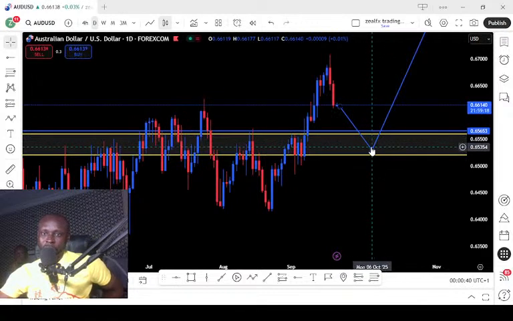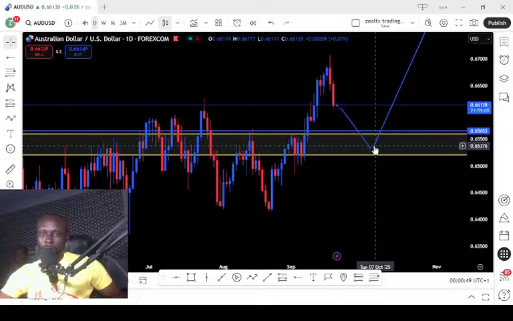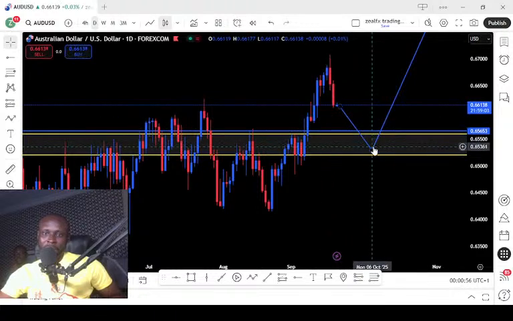If price retests this previous resistance, which is also a weekly support, then we can start looking for possible buying from this level, if we have a clear anatomy from the weekly chart for us to buy, because the weekly must also give us a clear anatomy of a buying position before we can start looking for possible buys for the Australia USD.